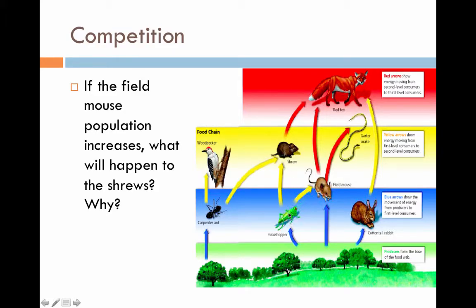Well, if you have less grasshoppers, then the shrew's not going to get enough food. Therefore, the population of shrew would decrease. So to answer the question, when the field mice increase, the shrew population decreases.